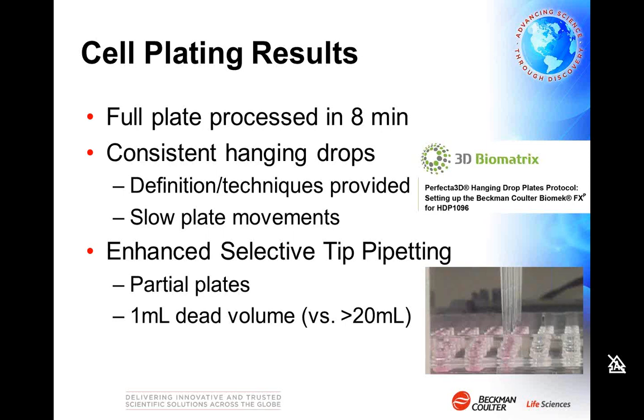I also mentioned how we slowed down the plate movements to ensure that the drops weren't lost due to a jarring motion. And I mentioned how we use the enhanced selective tip pipetting, so not only were we able to pipette to partial plates, which was great for the initial optimization, but we were also able to significantly reduce the dead volume that would be required to plate these cells. So even plating a full plate, if you were using 96 channels at a time, a reservoir that can hold the entire 96 tips requires a dead volume of over 20 mils, versus just using a single column at a time, we were able to get that dead volume below 1 mil. So again, significant waste lessening there.